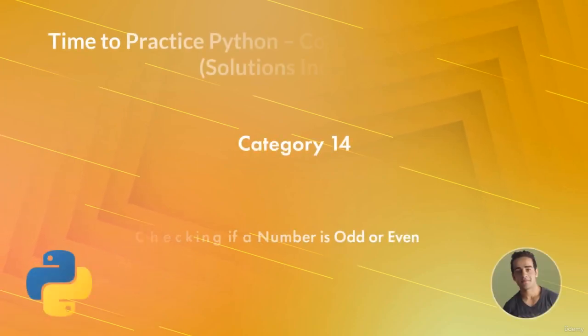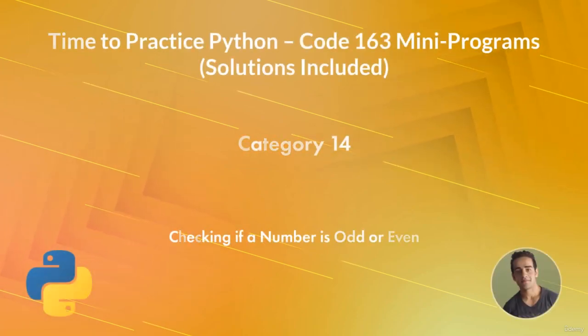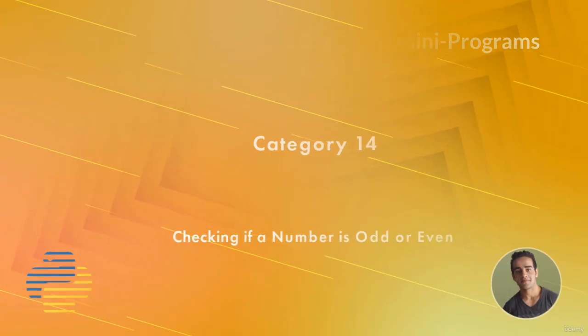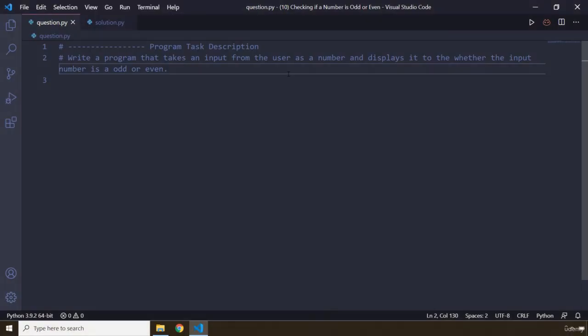Hi everyone, in this task you will be checking if a number is odd or even. The program task description says, write a program that takes an input from the user as a number and displays to the user whether the input number is odd or even.